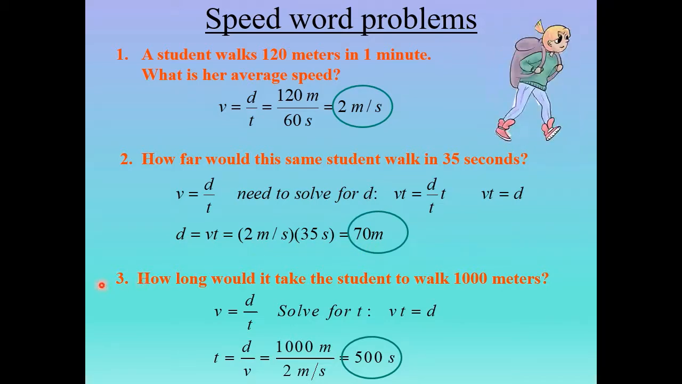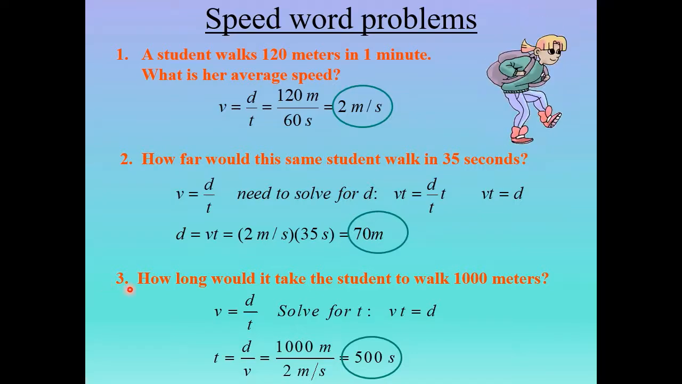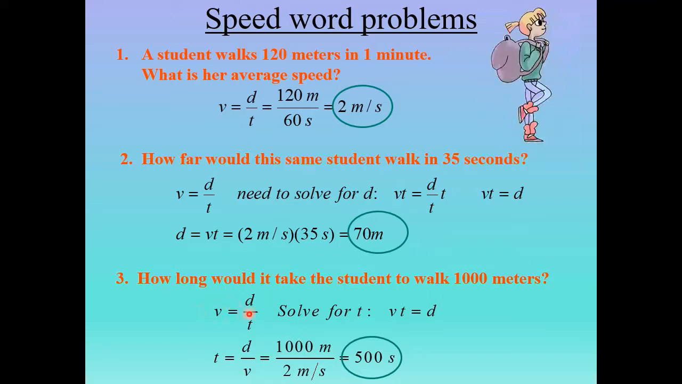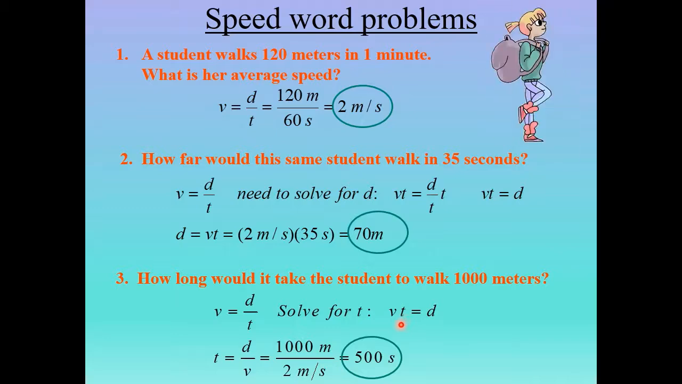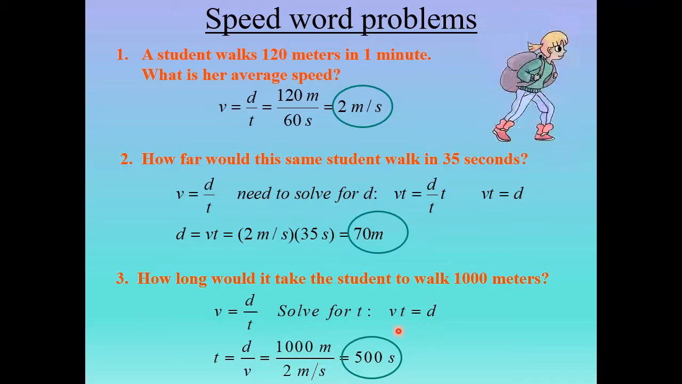The third question is, how long would it take the student to walk 1,000 meters? So again, if we use v equals d over t, now we need to solve for time because we're trying to figure out how long. There's a couple steps here. We can, again, multiply through by t to get vt equals d. And then to solve for t, we need to divide by v. So divide both sides by v, and we have time is equal to distance divided by velocity.